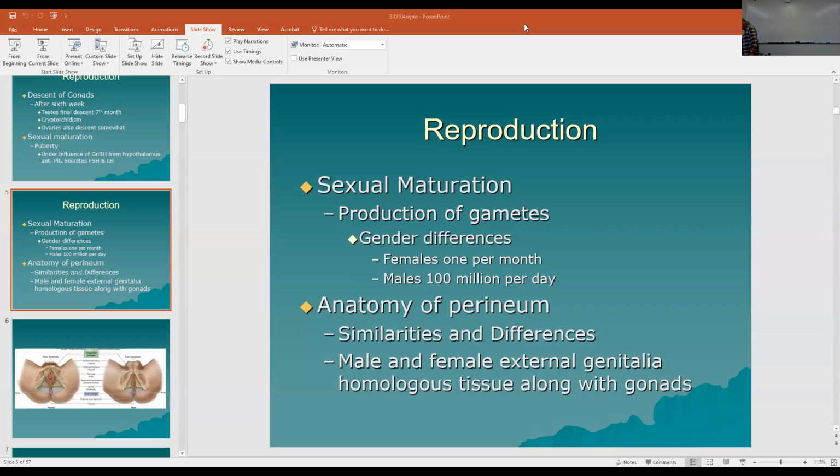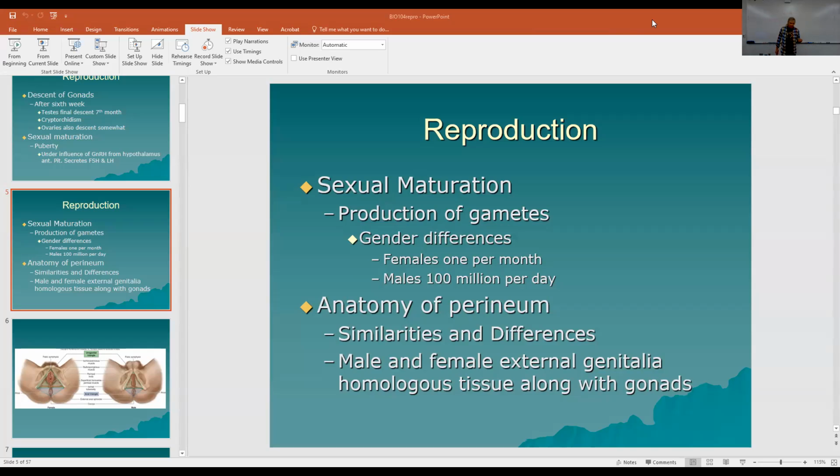Okay, we're back in repro 2, reproduction 2, starting with the anatomy of the perineum. I want to put the perineum up here, but this is the similarities and differences. The perineum is the space between your anus and the orifice of your urethra. It's obviously a lot longer in males than it is in females.